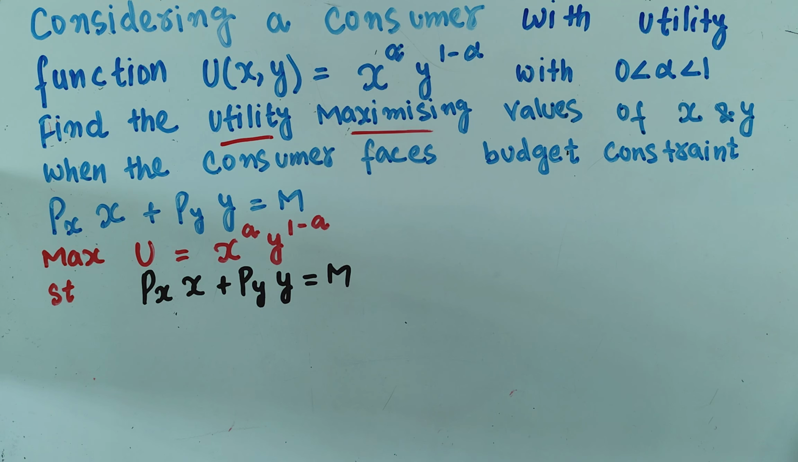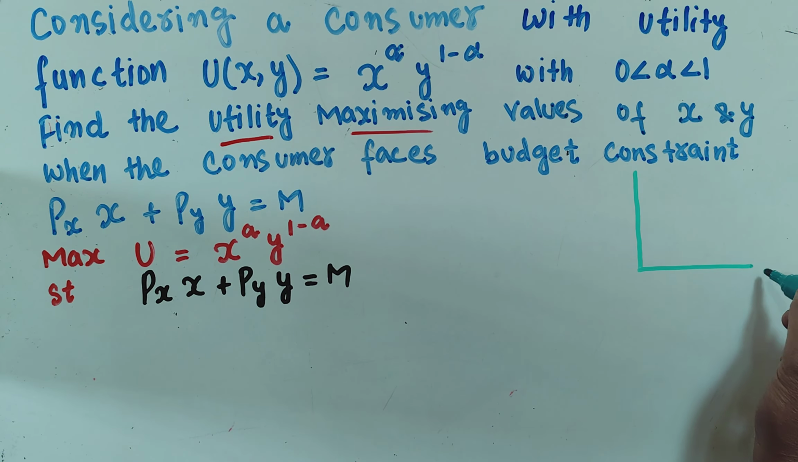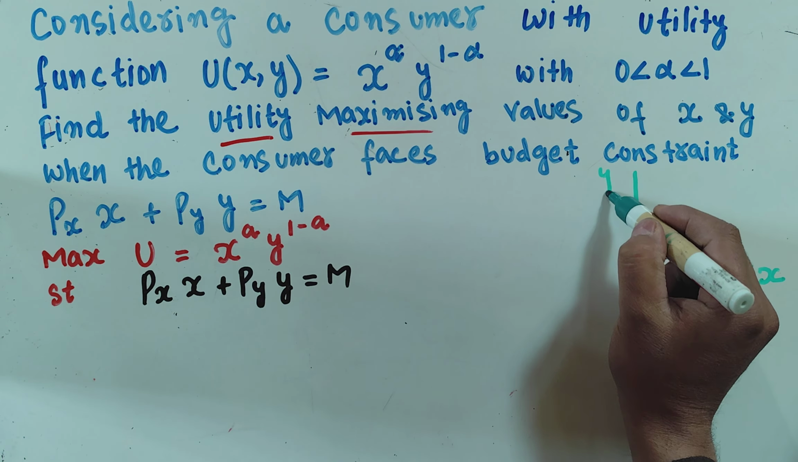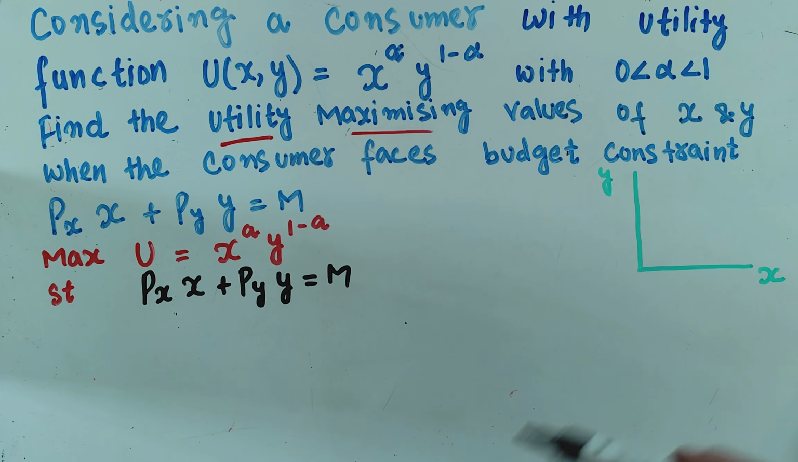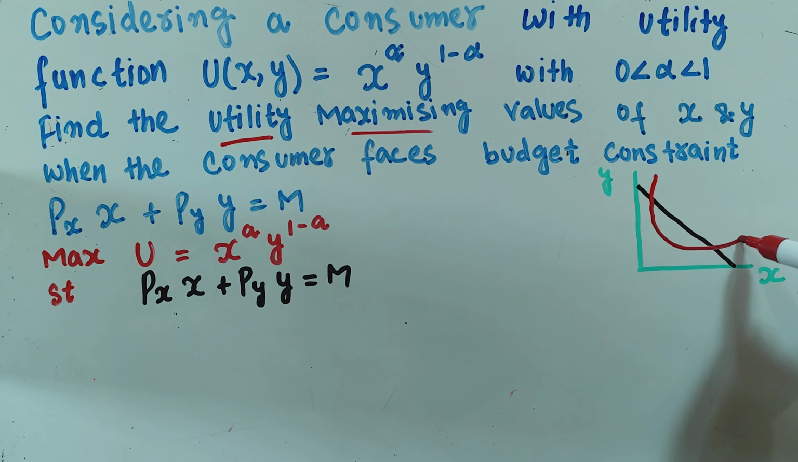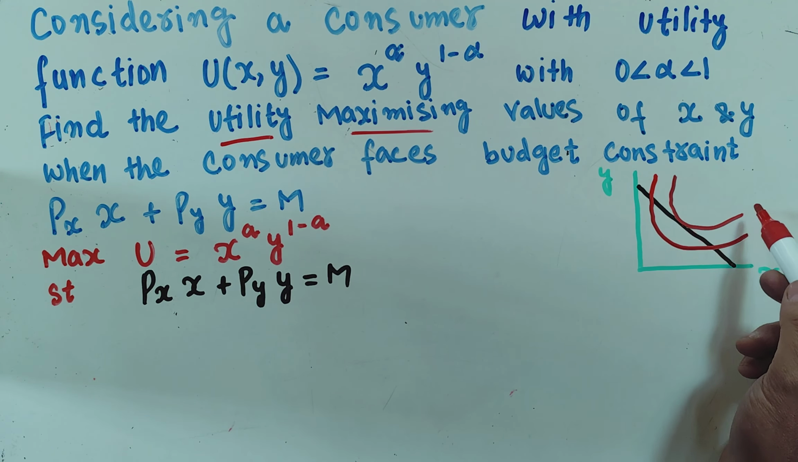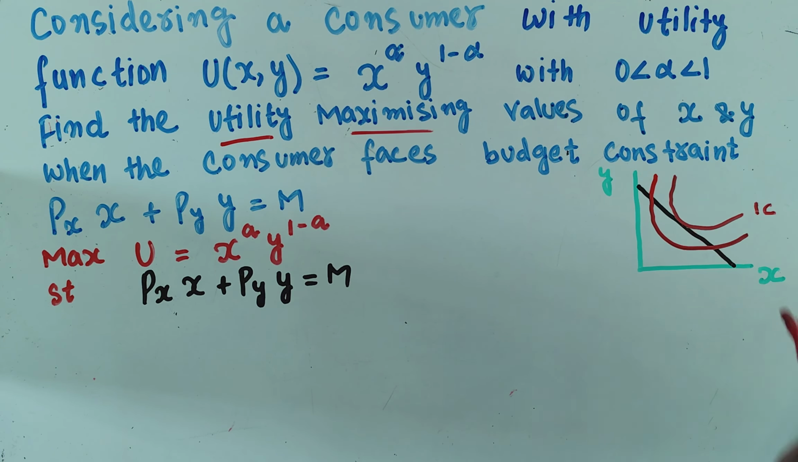Okay, so graphically, what exactly is meant by this? If I draw a simple graph here, we have x on the horizontal axis and y on the vertical axis. With the given budget, the consumer's endeavor is to maximize his utility or his satisfaction. That means with the given budget line, the consumer wants to reach the highest possible indifference curve, and optimality happens at a point where the indifference curve is tangent to the budget line.